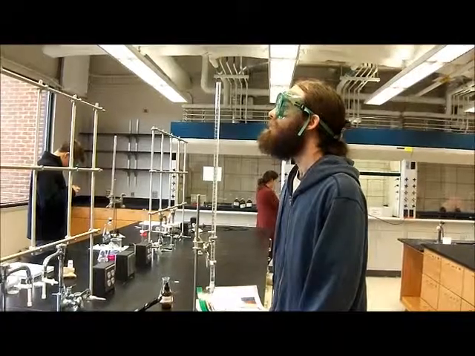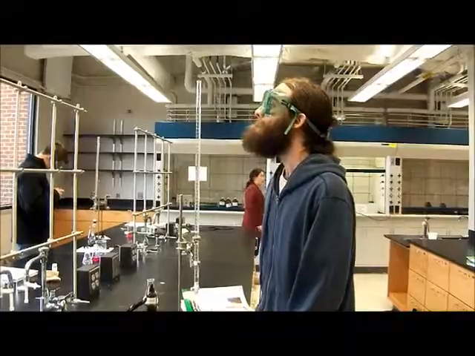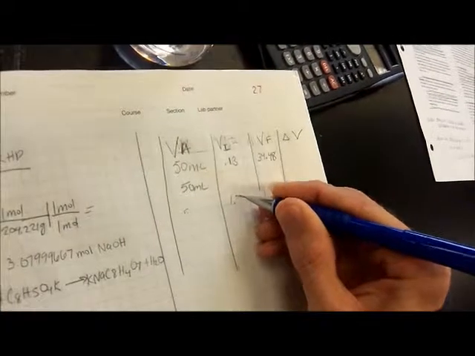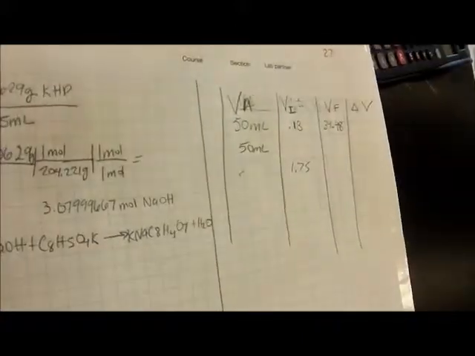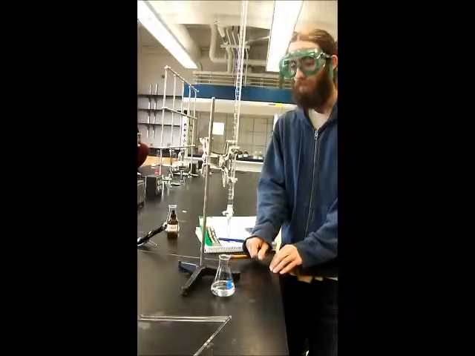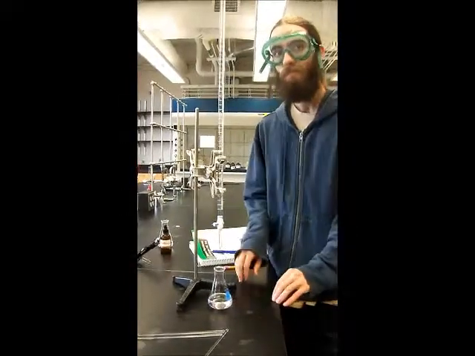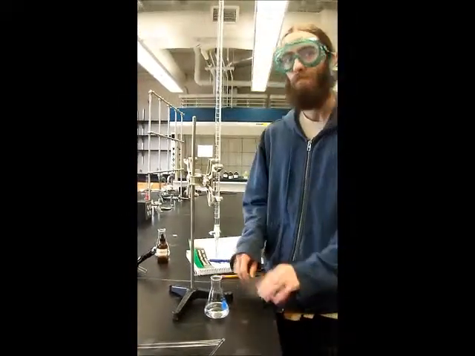Now the second titration run, and first he's going to take the initial volume. He's looking at the meniscus. So Zach has added the phenolphthalein to his acid solution, and he's going to run the titration.